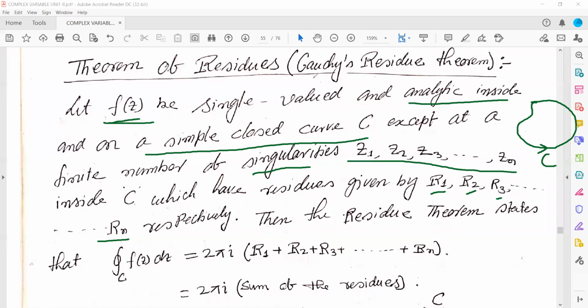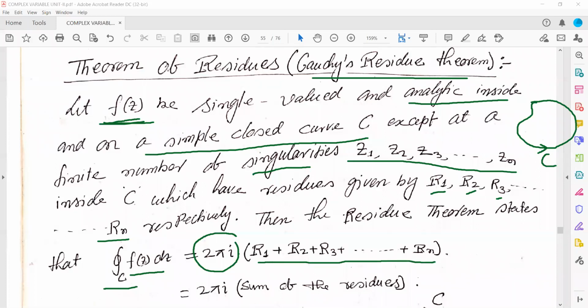Then the Cauchy residue theorem states that the integration over this closed curve C of the function f(z), the line integral over C of f(z) dz, is equal to 2 pi i times the sum of all the residues. So the value of this line integral over this closed curve C is equal to 2 pi i times the sum of all the residues. So that is the theorem of residues, or the Cauchy residue theorem.